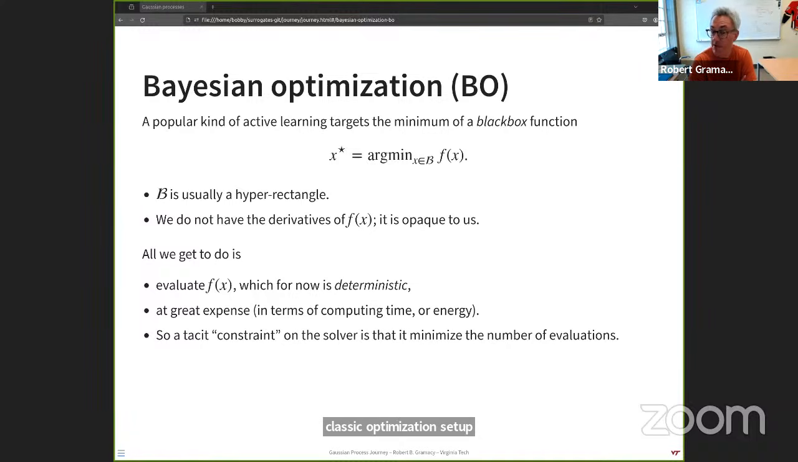But my function could be a noisy function. In this example, I'm not going to do the noisy function. I'll do deterministic. I assume that it's very expensive to evaluate the function, which is different than many classic optimization algorithms. So a tacit constraint on the solving mechanism is that it minimizes the number of experimental trials, the number of evaluations of the function. And when I do a campaign of evaluations, I can fit a Gaussian process to it, which will summarize my prediction and uncertainty about that function. And I can use it to develop an acquisition criteria for active learning.